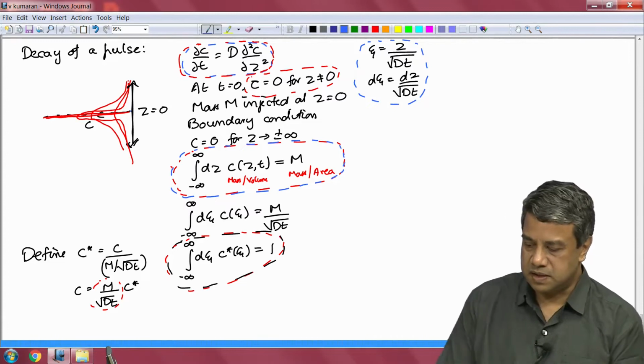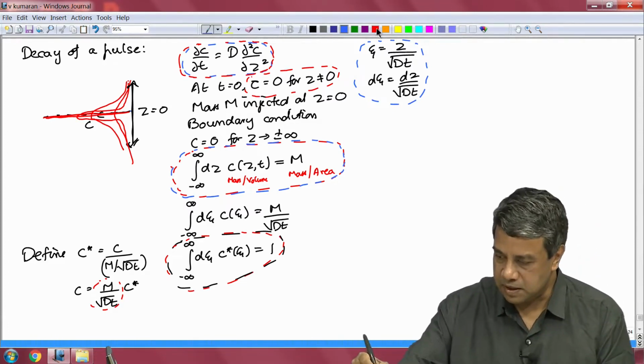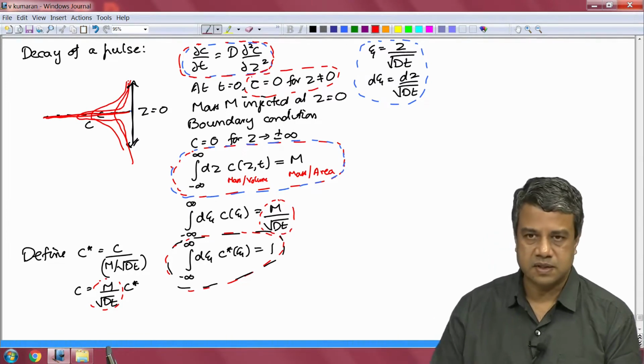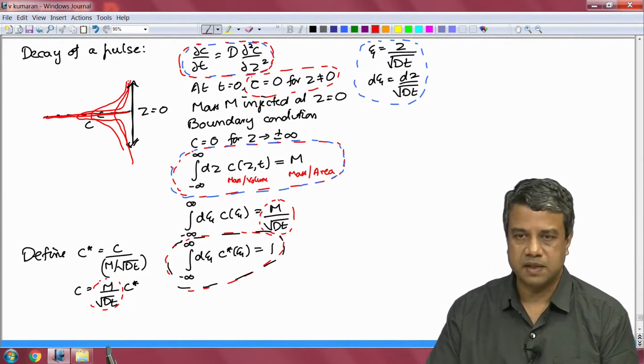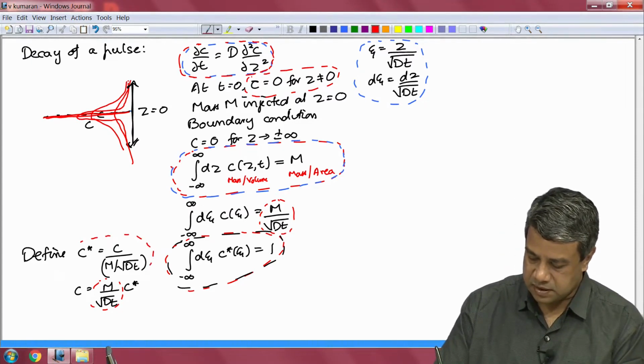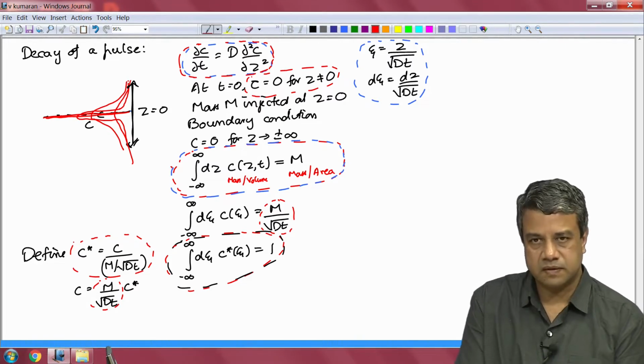Therefore, the concentration had to be scaled by the mass per unit area divided by this length scale, which is square root of Dt at time t. So I defined the scaled concentration as the concentration divided by that scale.